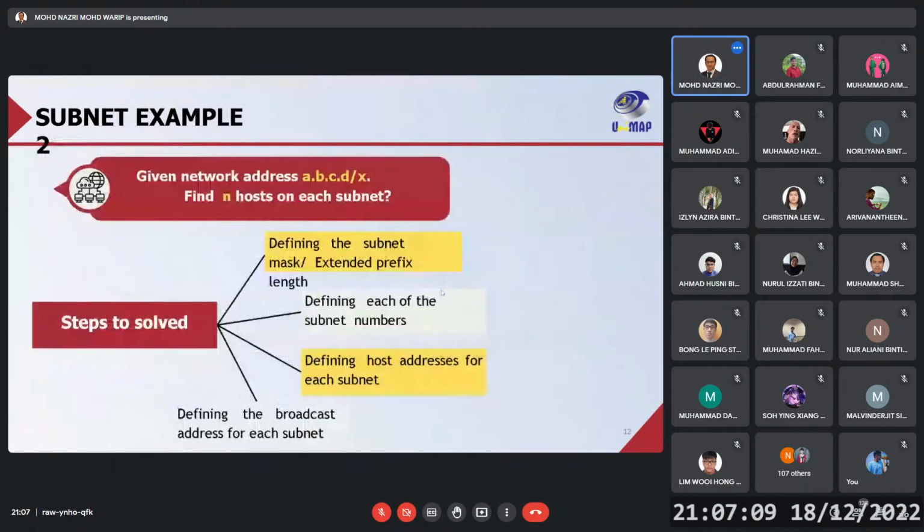Okay, next. Okay, this one. Subnet example 2. Given network address A.B.C.D.X, find the number of hosts on each subnet. Just now, they gave you the host number. They required 25. This one, they want to know how many hosts inside the subnet or branches or inside the VLAN. So the steps to solve: first, same, you need to define the subnet mask, extended prefix length. Then define each of the subnet numbers, define host addresses for each subnet, and define the broadcast address for each subnet.